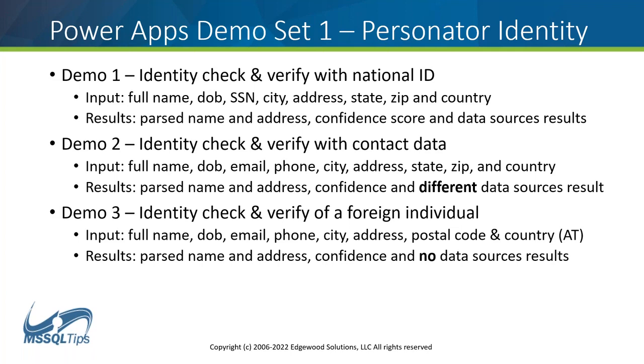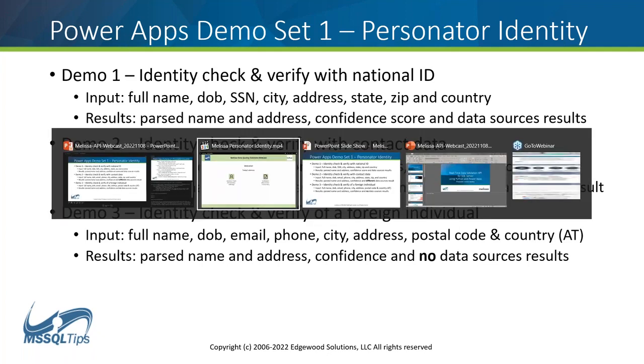In demo number two, we're going to do the same check and verify, but this time we're going to use contact data. So instead of a national ID, we will actually input an email and a phone, again with a city, address, state, zip, and country. And we will observe, again, the confidence score and also a different data source result. In demo number three, we will check and verify a foreign individual, again, with some basic data such as the full name, date of birth, contact information, and address information, but from a different country. And we will observe the confidence score and the fact that no data source results were returned.